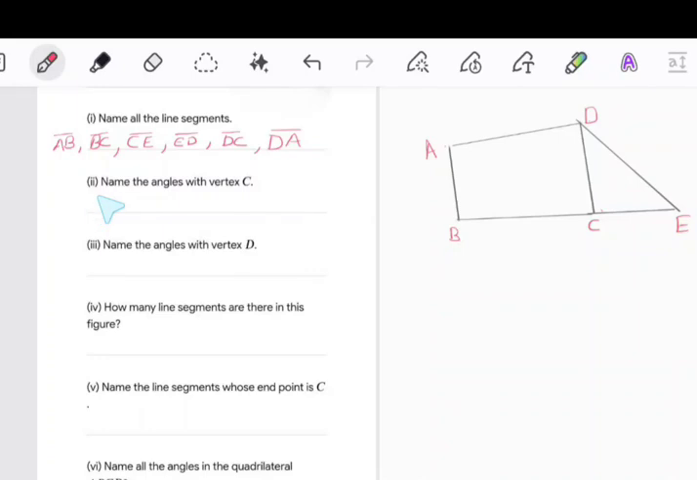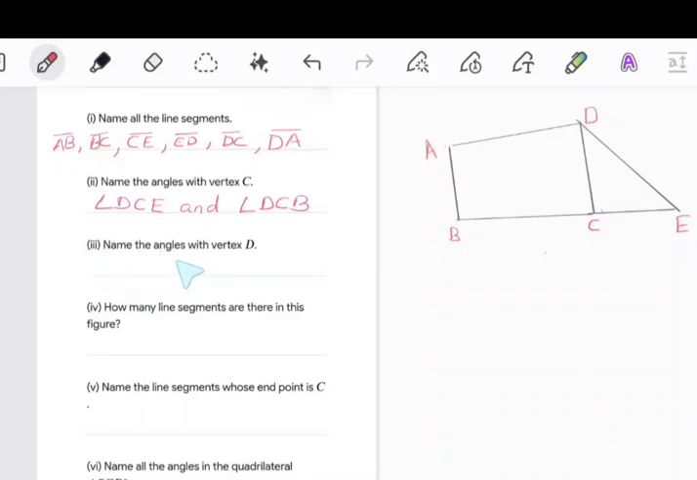Next one, name the angles with the vertex C. A vertex is where 2 lines meet. So here they're asking to name the angles with the vertex C. At point C, there are 2 angles: angle DCE and angle DCB. Okay.